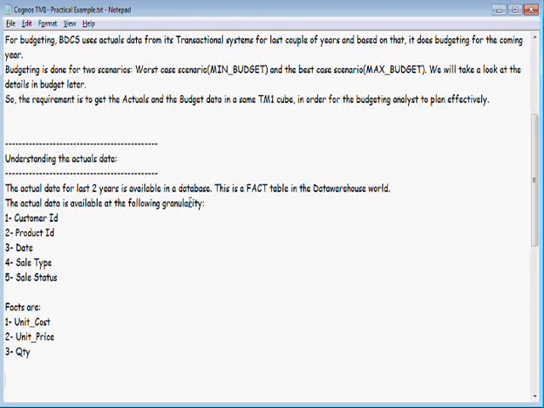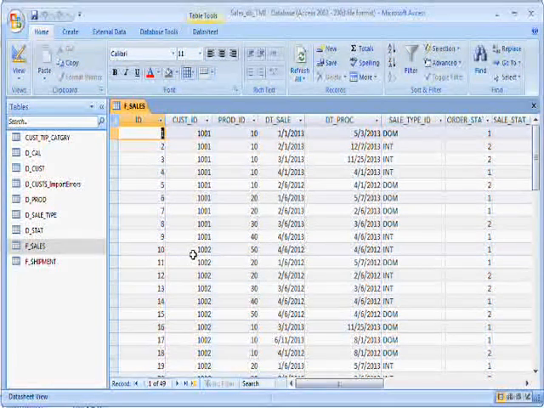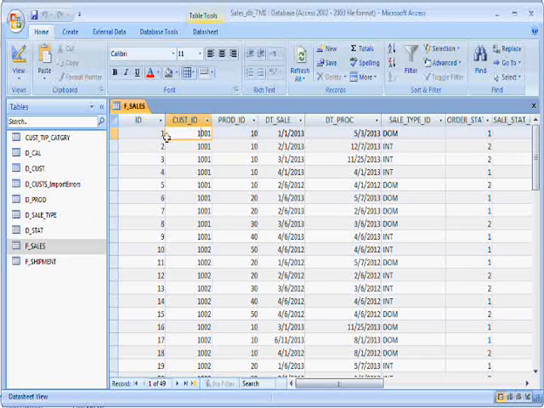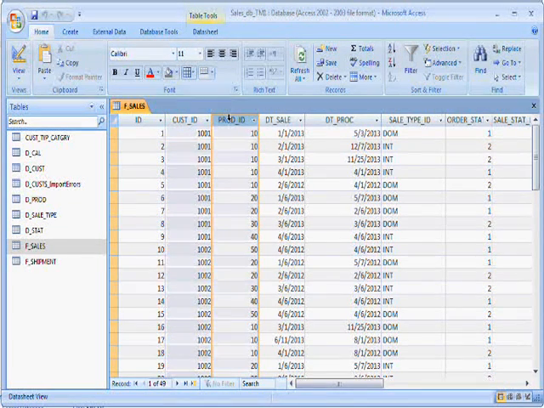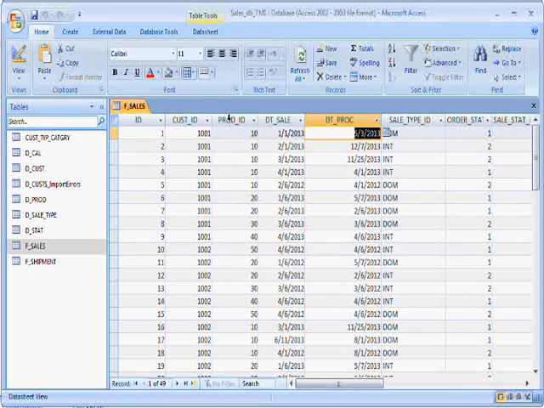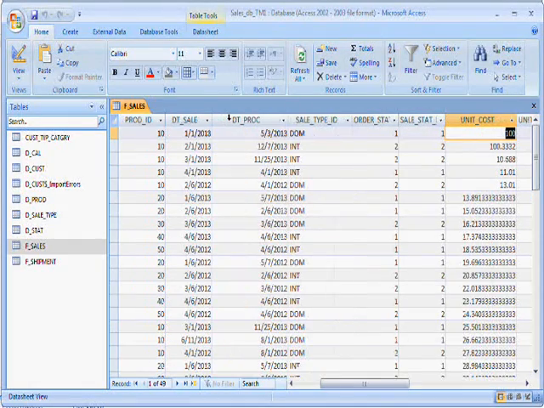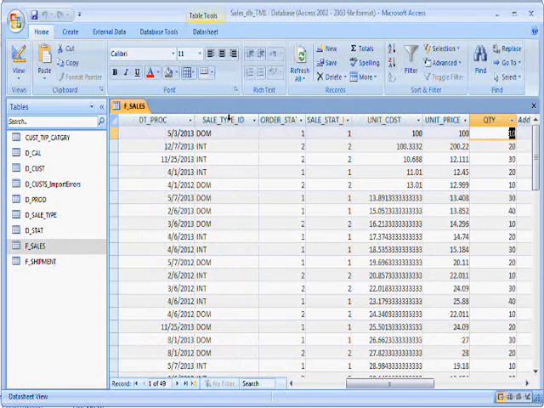So let's take a look at the database. This is the database which gives me the actuals data. This is the fact table F sales, and it has customer ID, product, date, date of procurement. Forget about this. We don't want to consider date procured. Sales type ID, which is domestic or international. Order status is either 1 or 2, which means active or inactive. We have sales status, which is again active, inactive. Unit cost, unit price, and quantity.